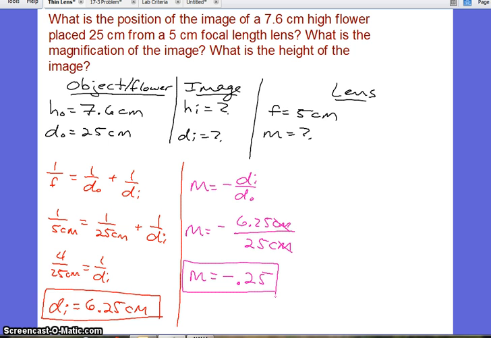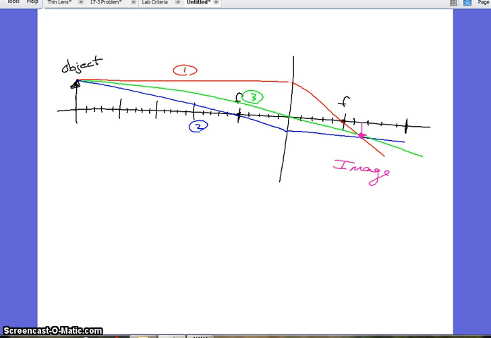It is negative because it's upside down. And we see that this one is upside down. And it's 0.25, which means that the image is a quarter, 0.25 times the height of the object. And so we see that our image is smaller than the object. That makes sense, since we should get a number less than 1.